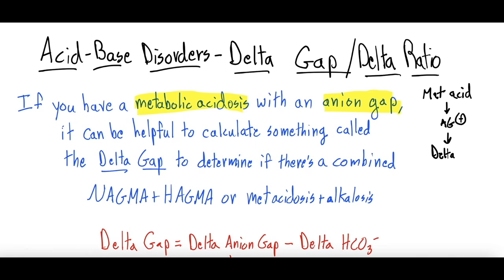So what this delta gap does is it determines if there could be a combined acid-base disorder. Essentially it can determine if there is a combined non-anion gap metabolic acidosis with a high anion gap metabolic acidosis, or even if there's a metabolic acidosis with a metabolic alkalosis. And this is really important when you're thinking about what is causing the acid-base disorder in a patient. You need to know if there are some of these combined disorders. This is some advanced acid-base stuff. This would be very impressive to do on the wards, and it also is something that is commonly tested on.